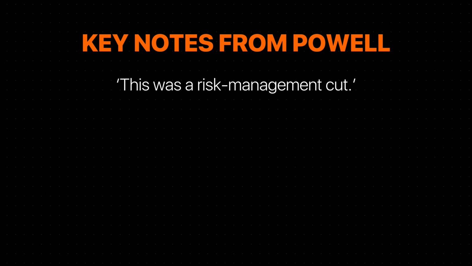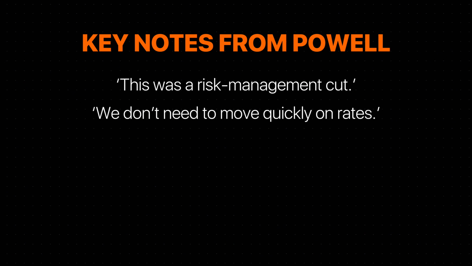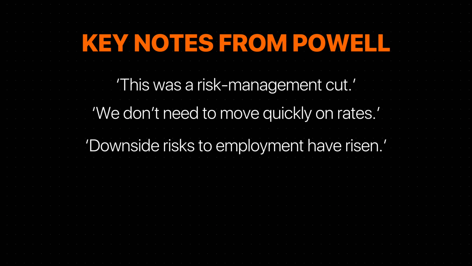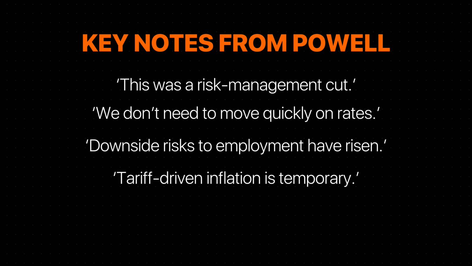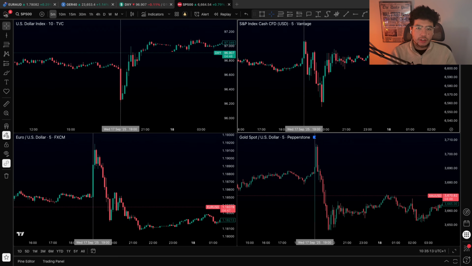Here are a few of the most important lines from Powell. This was a risk management cut. We don't need to move quickly on rates. Downside risks to employment have risen. Tariff-driven inflation is temporary. If we combine these things, Powell is saying we'll cut if we need to, but don't expect a flood of easy money. This is why the dollar fell at first and then rallied higher.